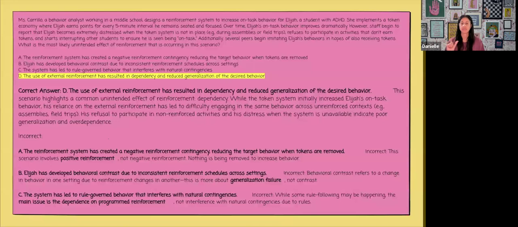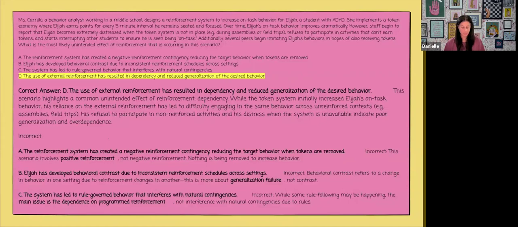So that's the key piece of that when you were looking at behavior contrast in the answer choice, because it says across settings. And so when you're thinking behavior contrast, right, it's either it's in one setting and not the other, not across multiple settings.